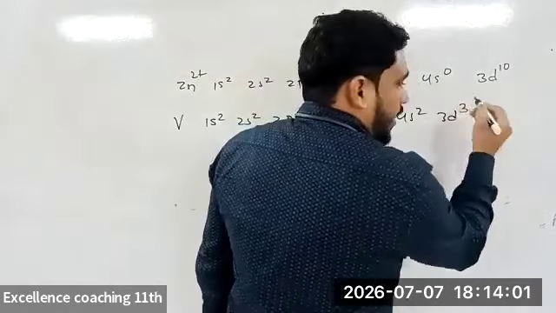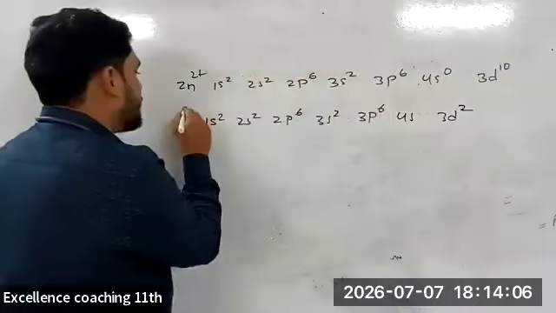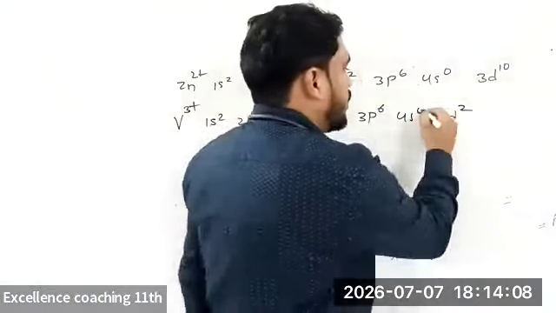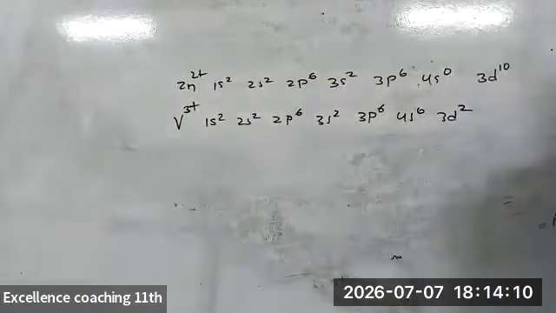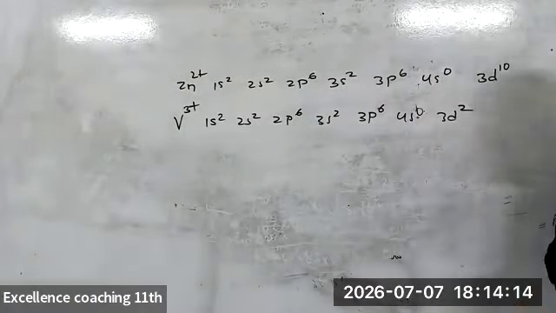4s2 3d3, correct? 2 electrons from 4s, 1 electron from 3d, so it will be 4s0 and 3d2. Correct, okay? 4s0 and 3d2. So next example.